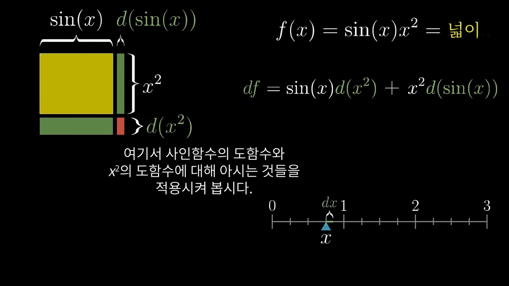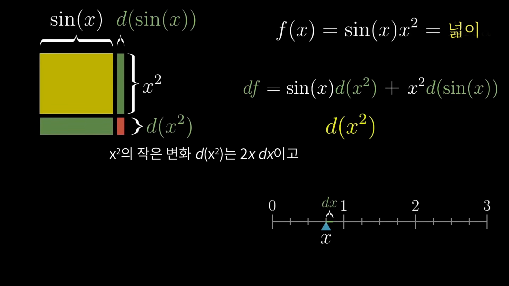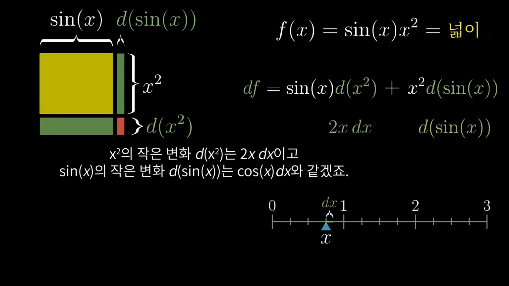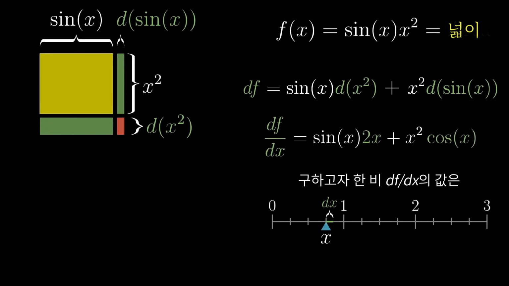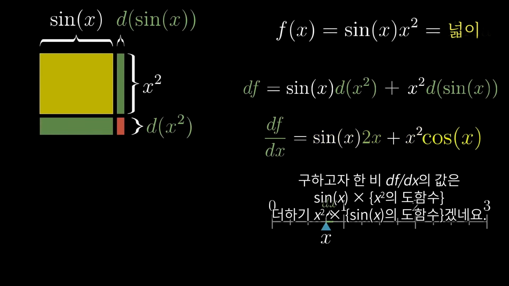So, applying what we know about the derivative of sine and of x squared, that tiny change, dx squared, is going to be about 2x times dx. And that tiny change d sine of x, well, that's going to be about cosine of x times dx. As usual, we divide out by that dx to see that the ratio we want, df divided by dx, is sine of x times the derivative of x squared, plus x squared times the derivative of sine.